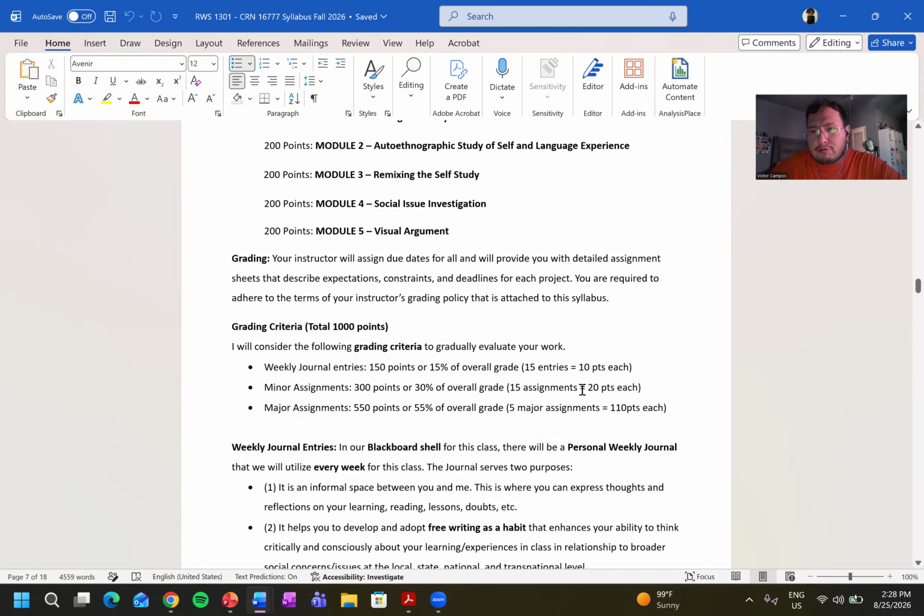There's 15 of them. These are worth 20 points, and they add up to 300 points by the end of the semester, or 30% of your grade. Now for major assignments, there's 5 of them. Each is worth 110 points for a total of 550 points, or 55% of your overall grade.